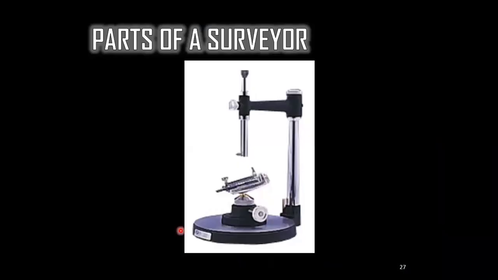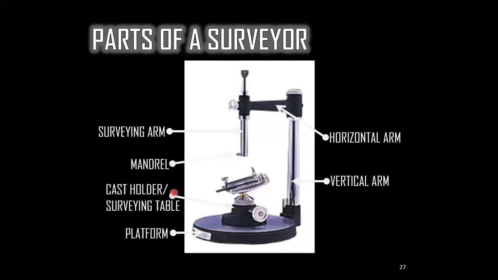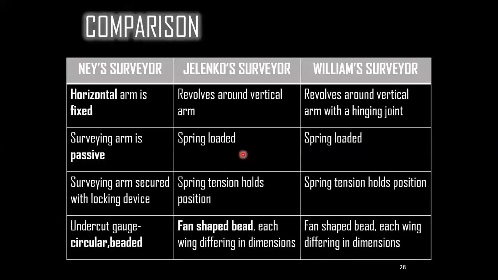For a picture based question, they'll place a surveyor and ask you to name the parts, or they will mark the parts and give them. So this is the platform of your surveyor. This is your cast holder. This is considered the vertical arm of your surveyor. This is your horizontal arm. This is your surveying arm. This is where you will attach your surveying tools, or the mandrel which attaches your surveying tools to your surveyor.